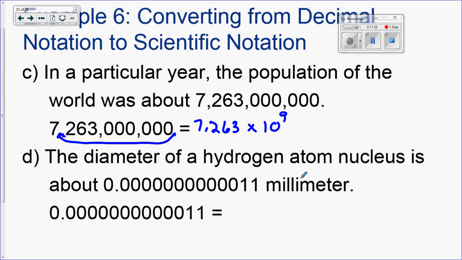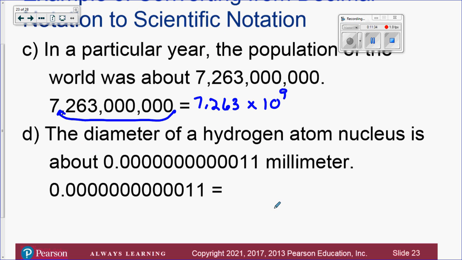Okay, so now this one, I see the decimal, which means it's going to be a negative. So I'm going to grab this decimal and move it to there. So it's going to become 1.1 times 10 to the, now I'm going to count, 1, 2, 3, 4, 5, 6, 7, 8, 9, 10, 11, 12, negative 12. Okay, again, don't count that leading zero. Whoa, that doesn't even look like a 12. I got distracted. 12, there we go, negative 12.